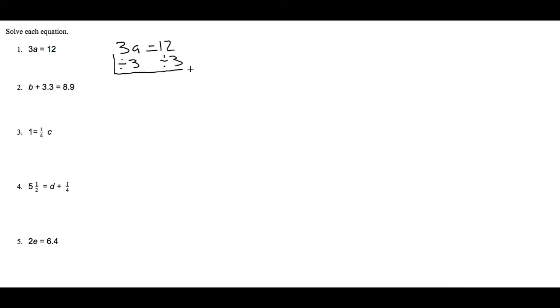This is really important to understand here, this step. We want to see this step on your test and on your homework. So in this case, we want to do 3a divided by 3 and 12 divided by 3, because that gives us a, which is equal to 12 divided by 3, which equals 4. So a equals 4.